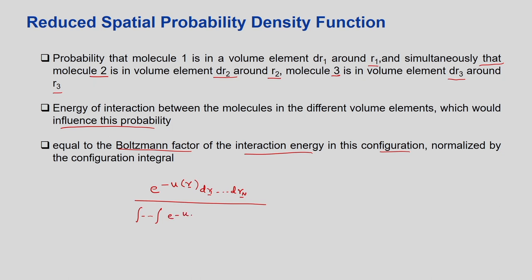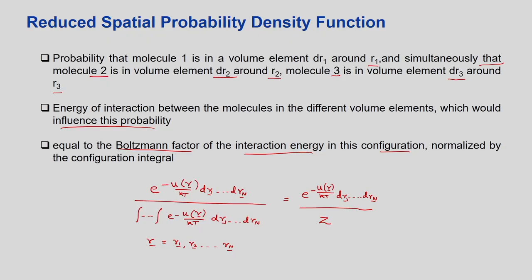So, what is this? E to the power of minus U of r by kT, where this r is nothing but r1, r2, up to rN. So, you can write this simply as Z and this e to the power of minus U of r by kT into dr1 to drN. So, this is the way it is influencing. This particular weight influences the presence of one atom in one volume and another atom in another volume. Now, let us suppose we write down the expression, what is the likelihood function.